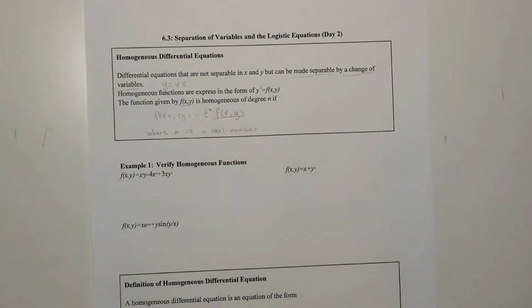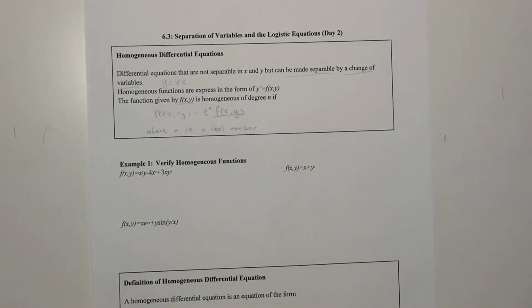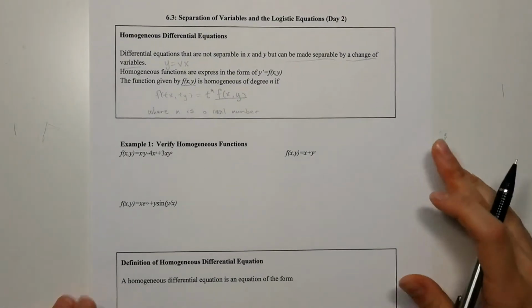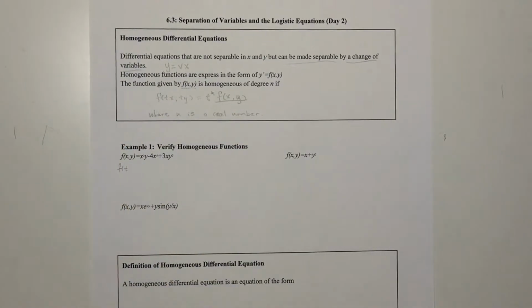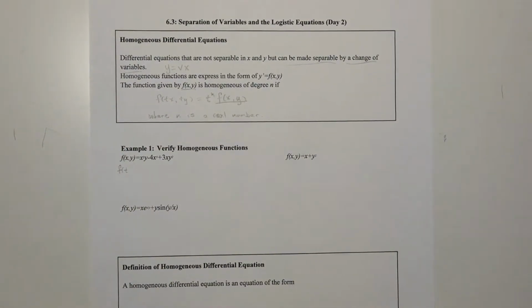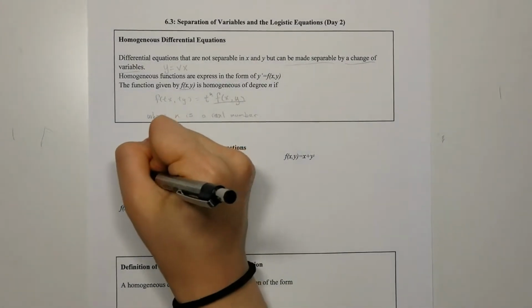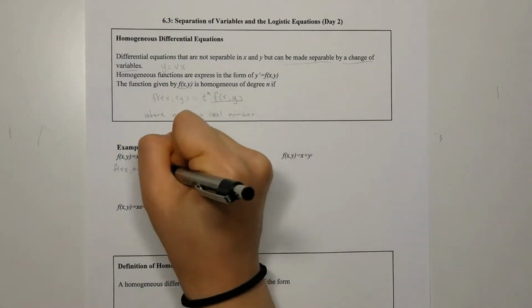So what this basically means is that when you substitute tx and ty for x and y, you'll get something that is just like the original function, but times t to a power of n. Still might seem a little confusing, but let's do an example. In order for you to verify a homogeneous function, the first step is always to substitute tx and ty into the original function.